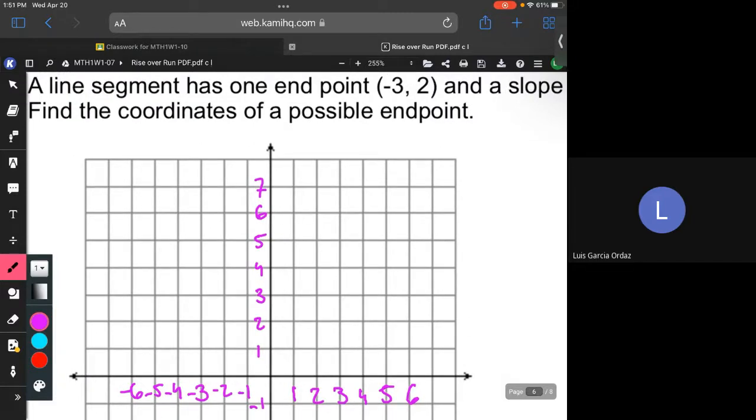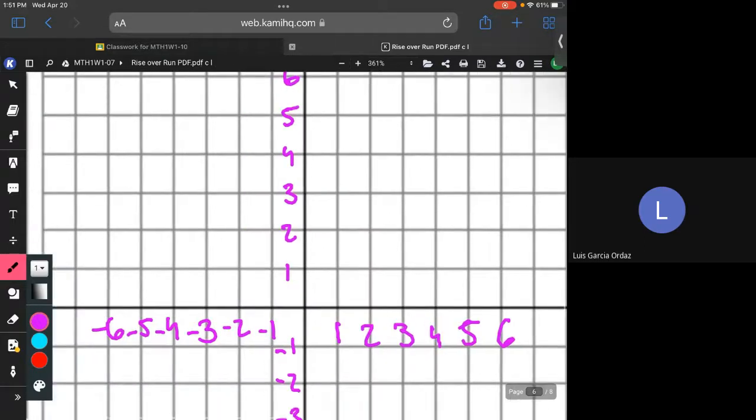I don't know if someone wants to come up and point it at the board. Okay, Kareem, point at the board. Where is -3 and 2 going to be drawn? Yep, there we go. Perfect. Thank you, sir. You can go sit down. So that's my point -3 and 2.